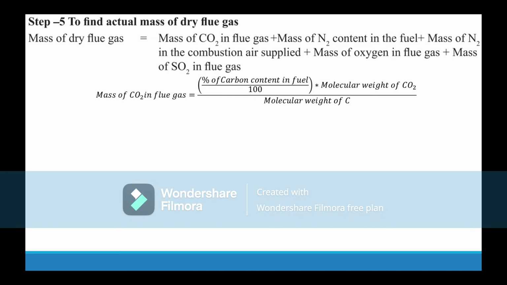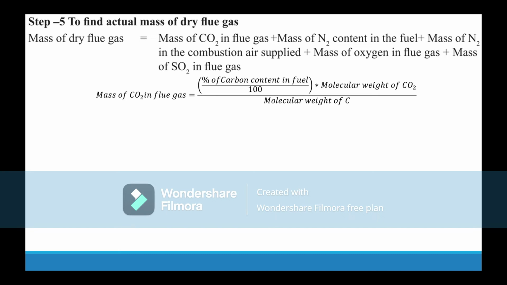to find the actual mass of dry flue gas. For simplified calculation, we can assume the mass of dry flue gas equals the actual air supply. But for exact calculation, we need that formula, which equals the mass of CO2 in flue gas, plus the mass of N2 content in fuel, plus the mass of N2 in combustion air supplied, plus the mass of oxygen in flue gas, plus the mass of SO2 in flue gas.